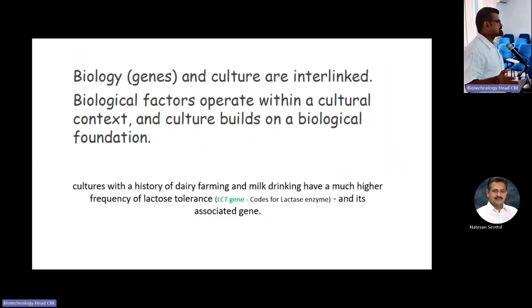So genes and culture are interlinked. Biological factors operate within a cultural context, and culture builds on a biological foundation, right? Another classical example is cultures with a history of dairy farming, having cattle and milk drinking, have a much higher frequency of the genes responsible for lactose tolerance, the LCT gene and its associated genes.